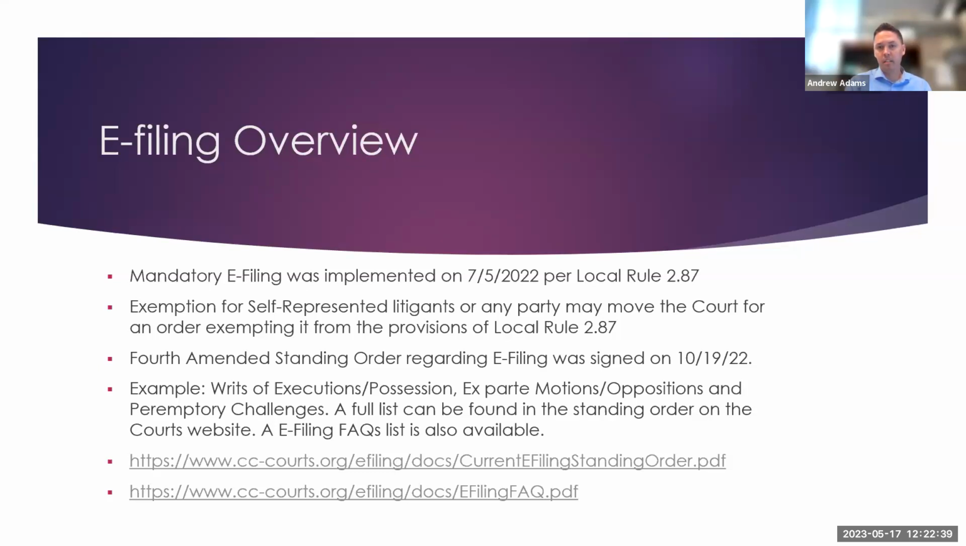Some of the examples of things that aren't allowed to be e-filed currently are writs of execution and possession, mainly because of the sheriff's offices. Even with abstracts of judgment, the recorder's office wants to see originals. They want to see signatures. They want to see blue stamps. Those are all being issued.